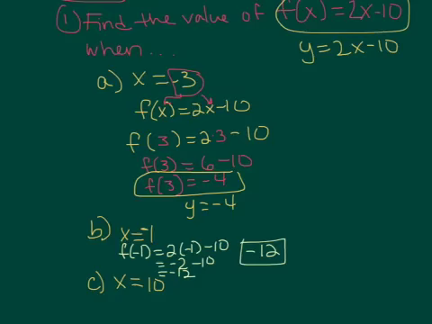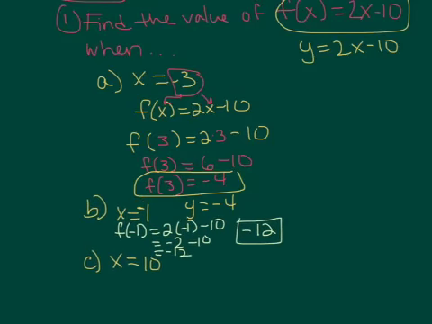For the next one, I have x equals positive 10. I'm going to substitute that in for x. I end up getting 2 times 10 minus 10. 2 times 10 is 20. 20 minus 10 is 10. So that's my answer for that one.